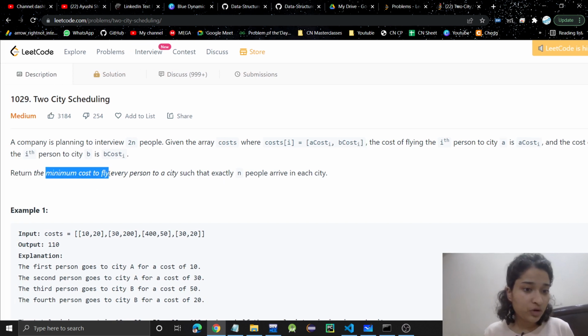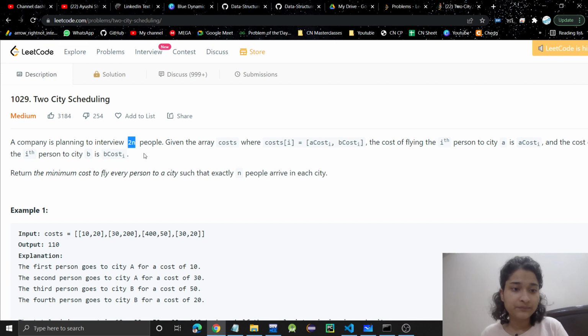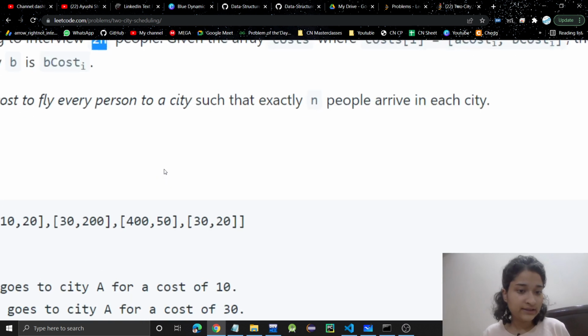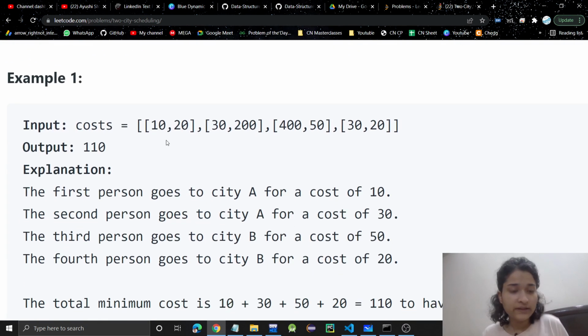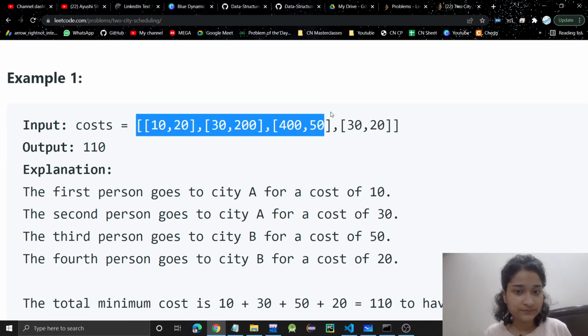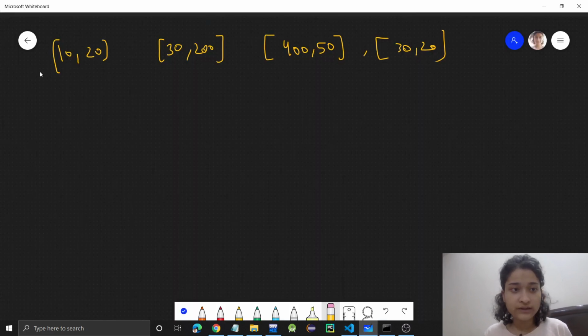Return the minimum cost to fly every person to a city such that exactly n people arrive in each city. See guys, this line is very important. We need to find the minimum cost such that every person is in a specific city, and there are 2n people, right? N people will go to city A and n people will go to city B. Okay, let's discuss this test case. Here see, this is the cost array. So I have written this cost array here.